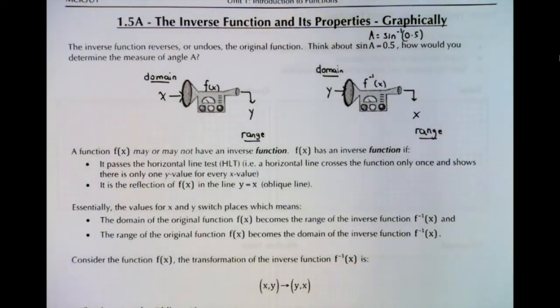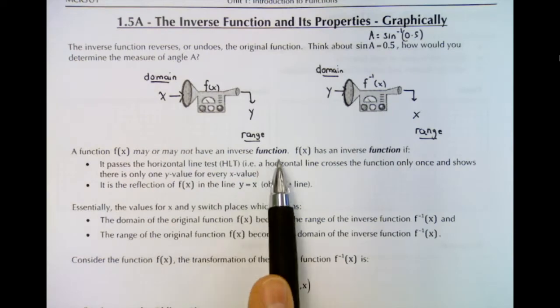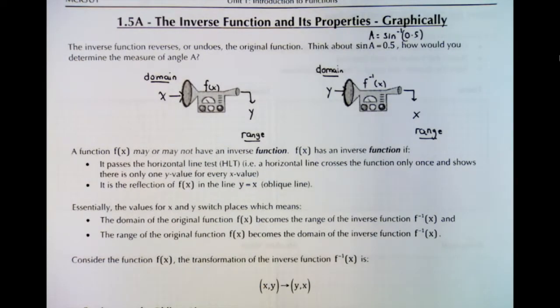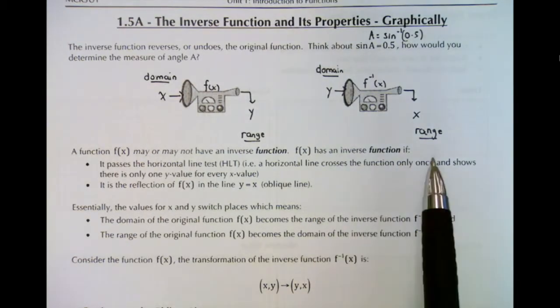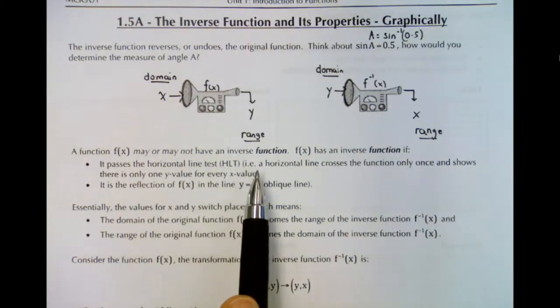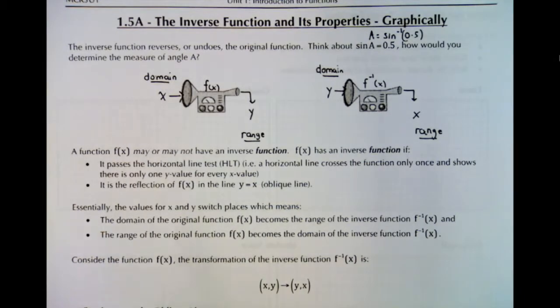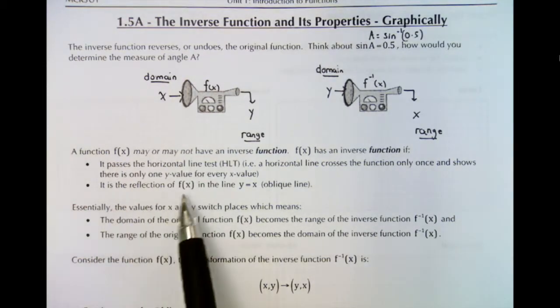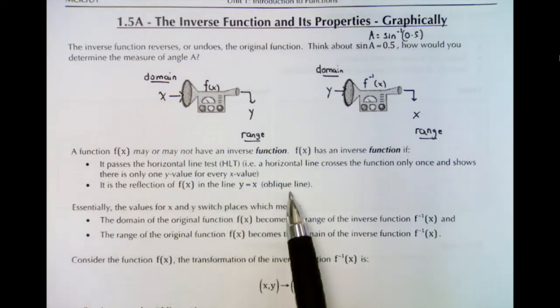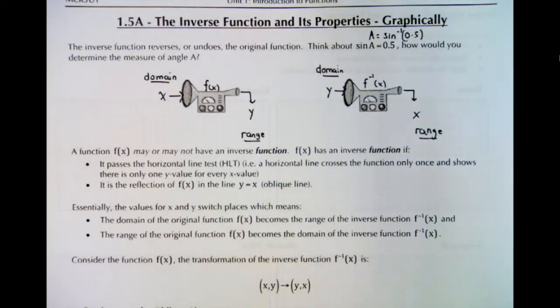So a function f of x may or may not have an inverse function. It will always have an inverse relation, but it may not be a function. F of x will have an inverse function if it passes the horizontal line test. That means if you take the graph of the original function and draw horizontal lines across it, and it only hits once, the inverse will be a function. Also, the inverse function will be a reflection of the original function in the line y equals x, the oblique line. And I'm going to show you what that looks like down below.